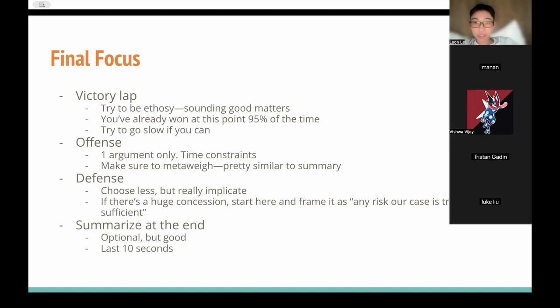In terms of extending defense, you should choose less to extend, usually only one response, maximum two, but implicate them really well and say, this definitely answers their argument.